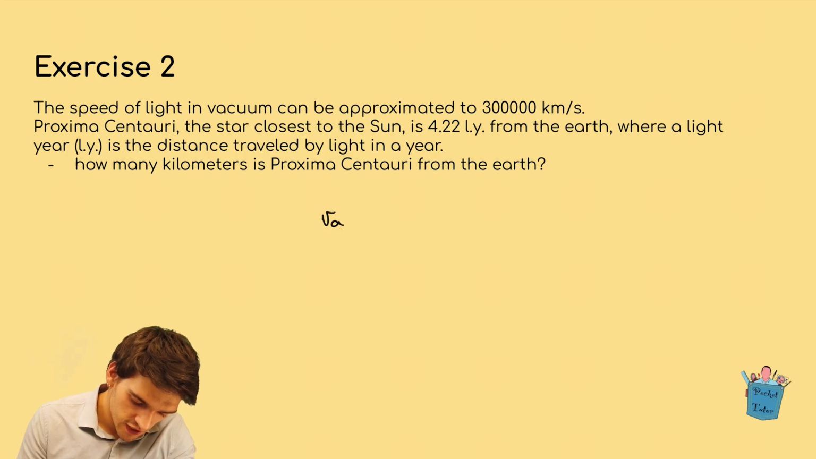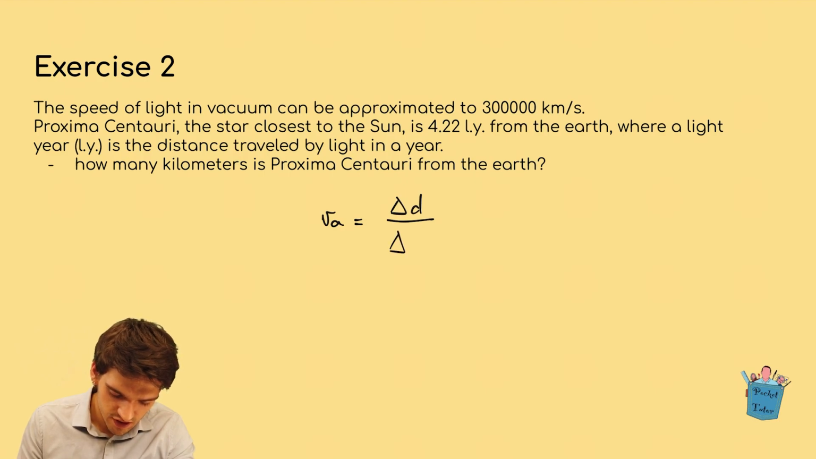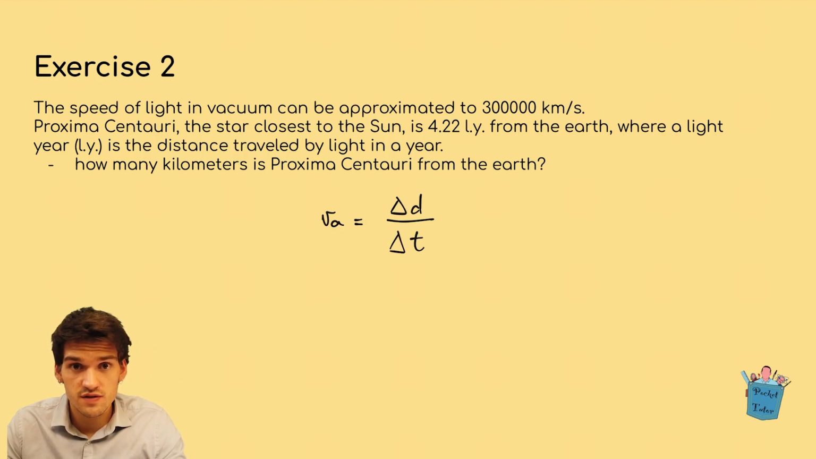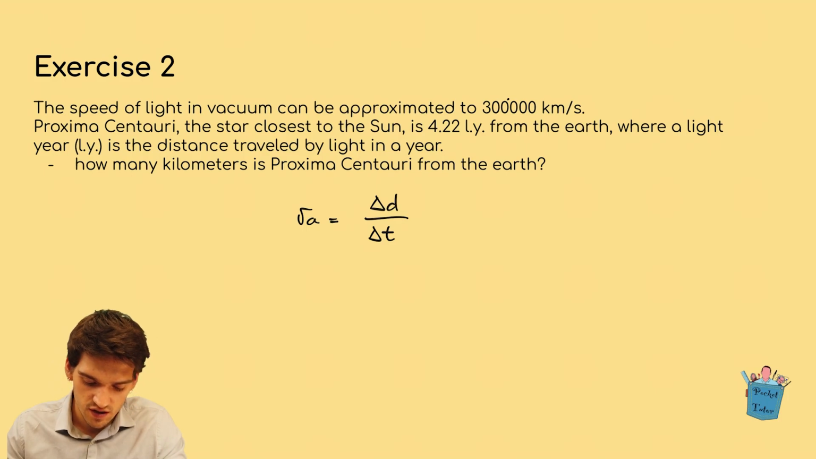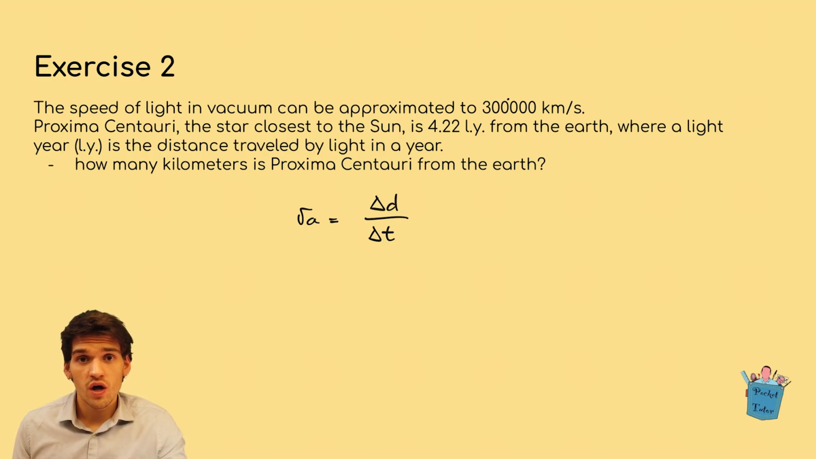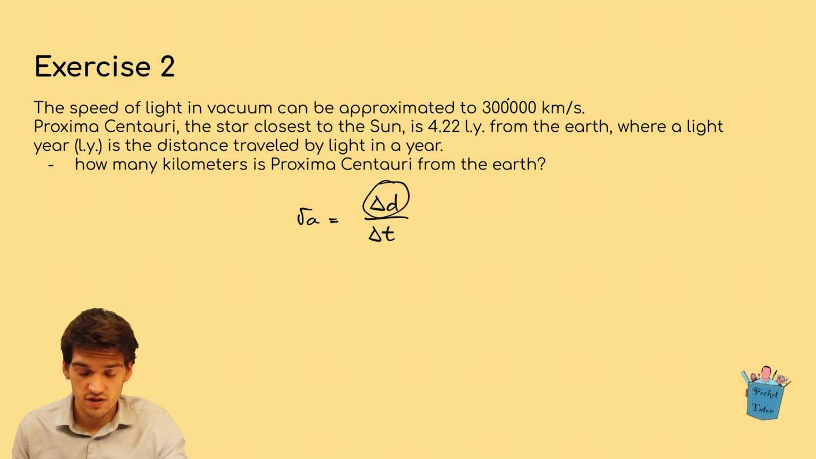So the average velocity is equal to the travel distance divided by the time interval needed to travel the distance. So if we are considering light inside vacuum, since between Proxima Centauri and the Earth there is only vacuum, we already know the average speed of light in vacuum, that is given by 300,000 kilometers per second. And we also know how long it takes for the light to travel that distance. So we know delta t and the average velocity. We just need to compute the distance between the Earth and Proxima Centauri.